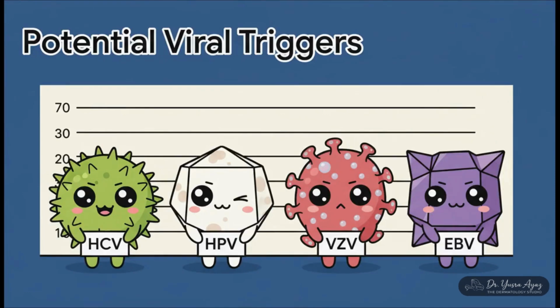And remember that molecular mimicry theory we just talked about? Well, here's where it really clicks. A whole bunch of different viruses have been identified as potential triggers. We're talking about everything from hepatitis C all the way to the virus that causes chickenpox and shingles. It just lines up perfectly with that theory. The immune system goes after one of these guys and then mistakenly turns on the skin.